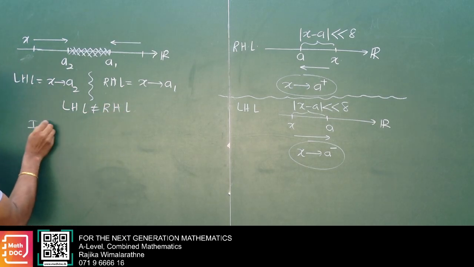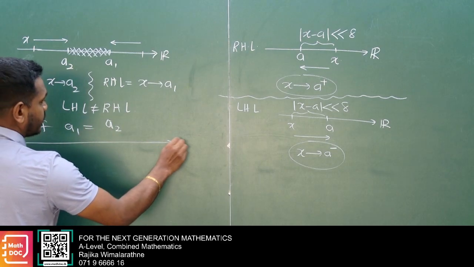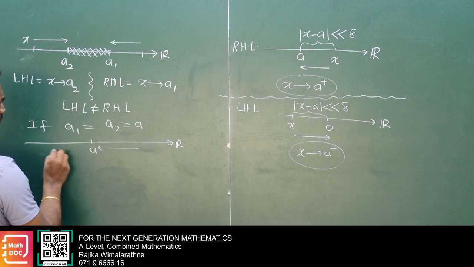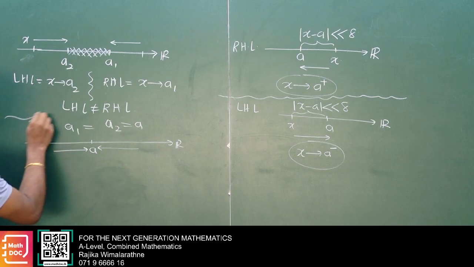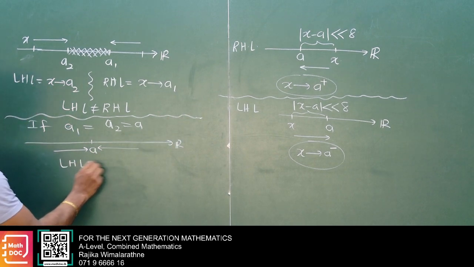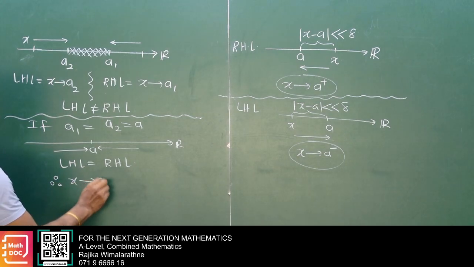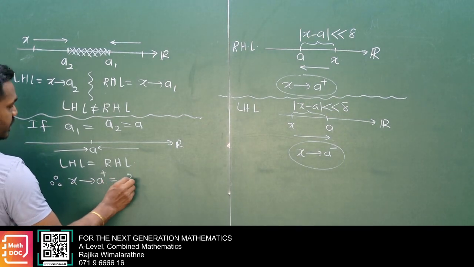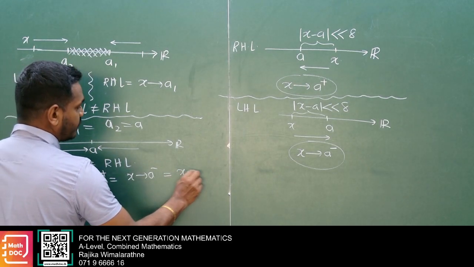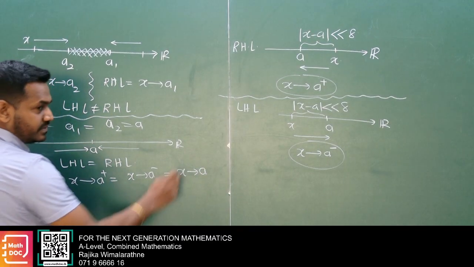So if a1 equals a2, then it is coincident, equal to a. Then the left hand limit and right hand limit both are the same. Left hand limit equals right hand limit. Therefore, x arrow a plus equals x arrow a minus. Therefore, you can just write x arrow a without putting a sign here. You no need to consider sign here.